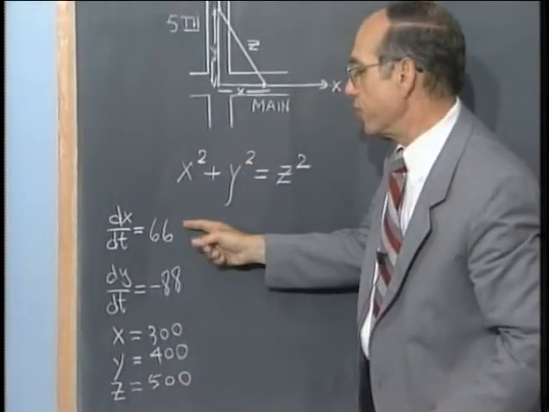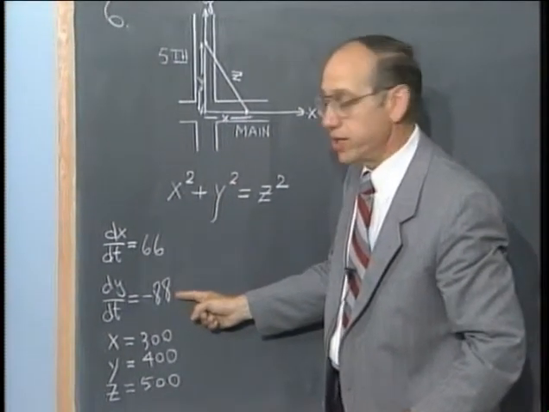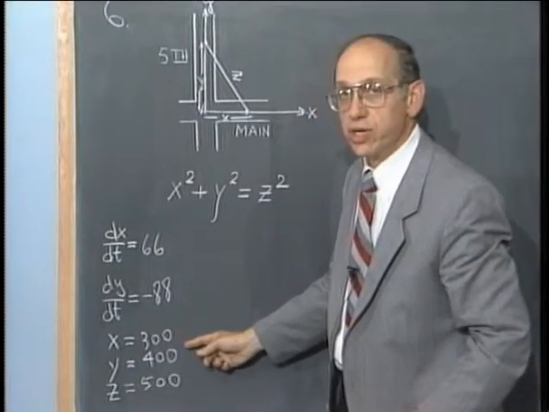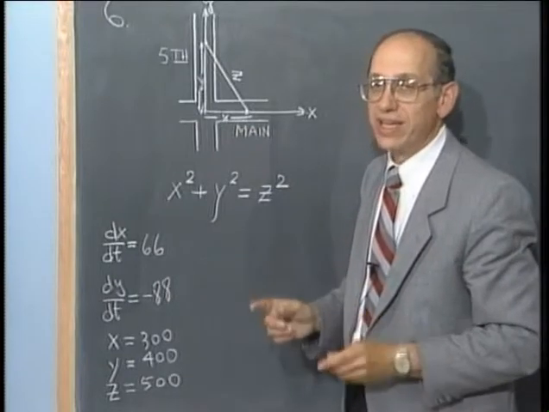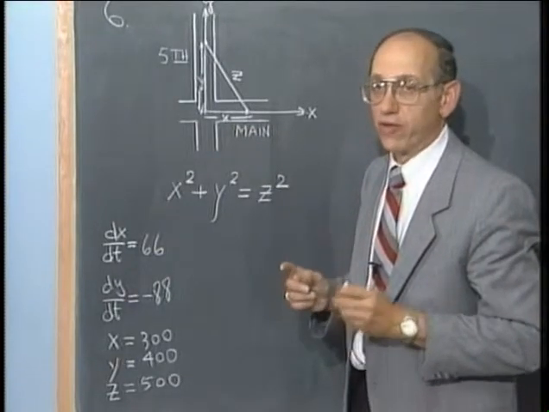Now let's look at this. We know dx/dt, we know dy/dt, we know x, we know y, we know z. What do we want to know? We want to know dz/dt. How are we going to find it?